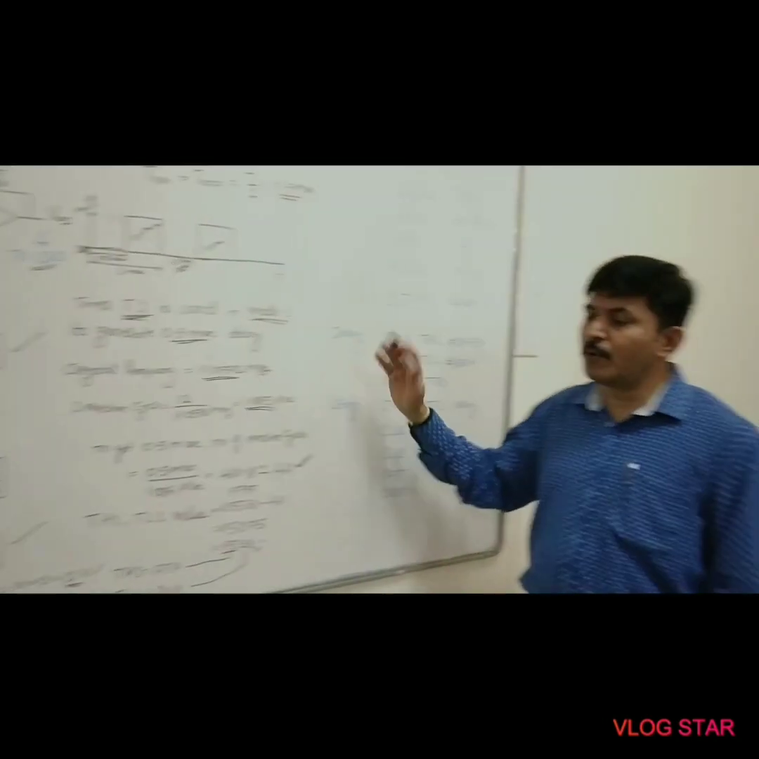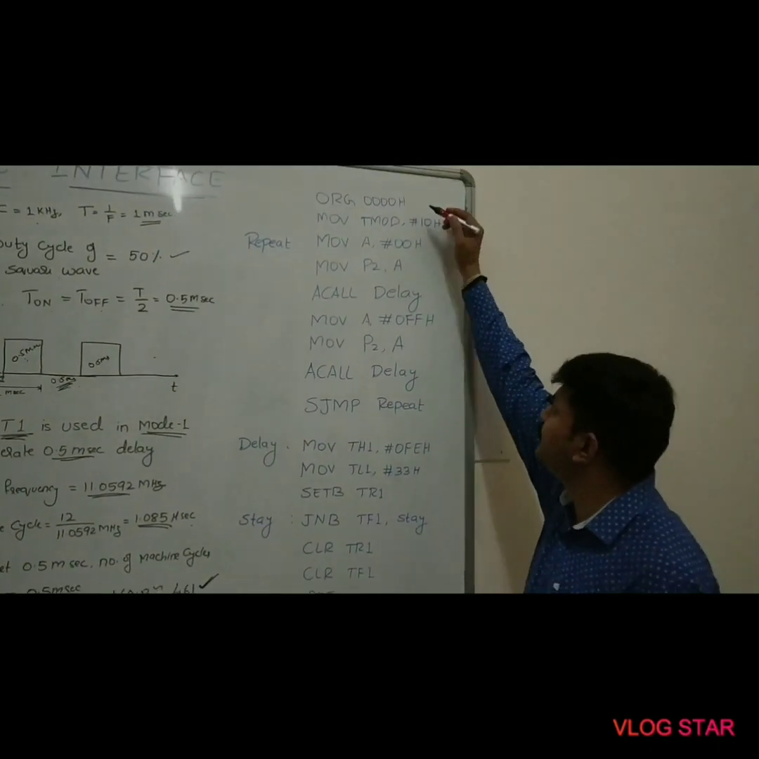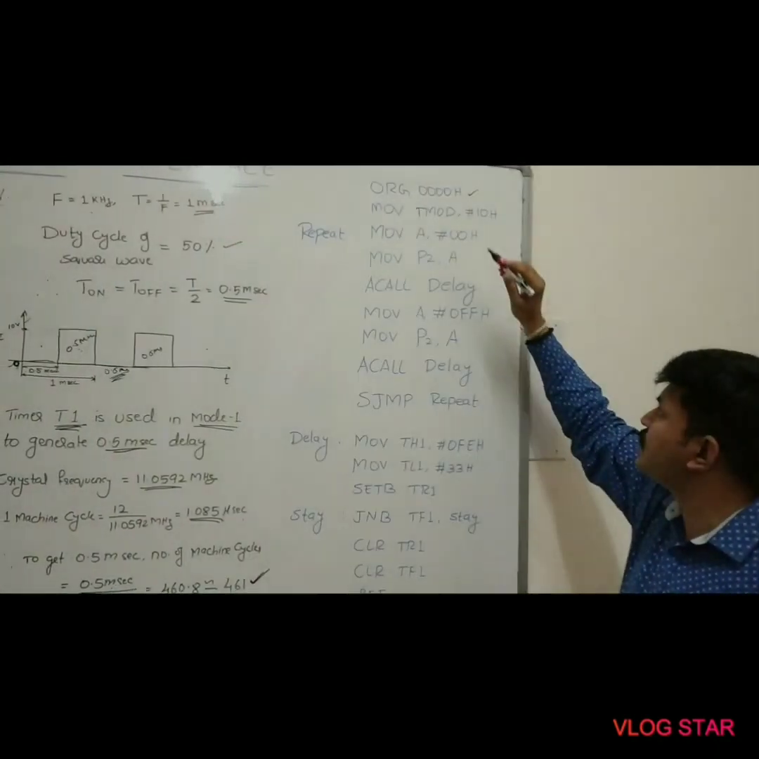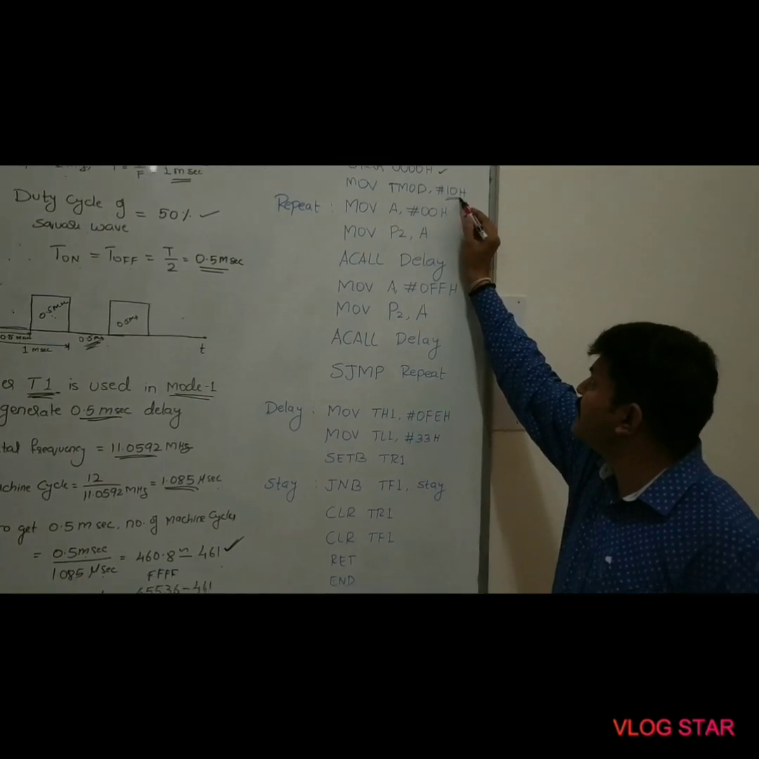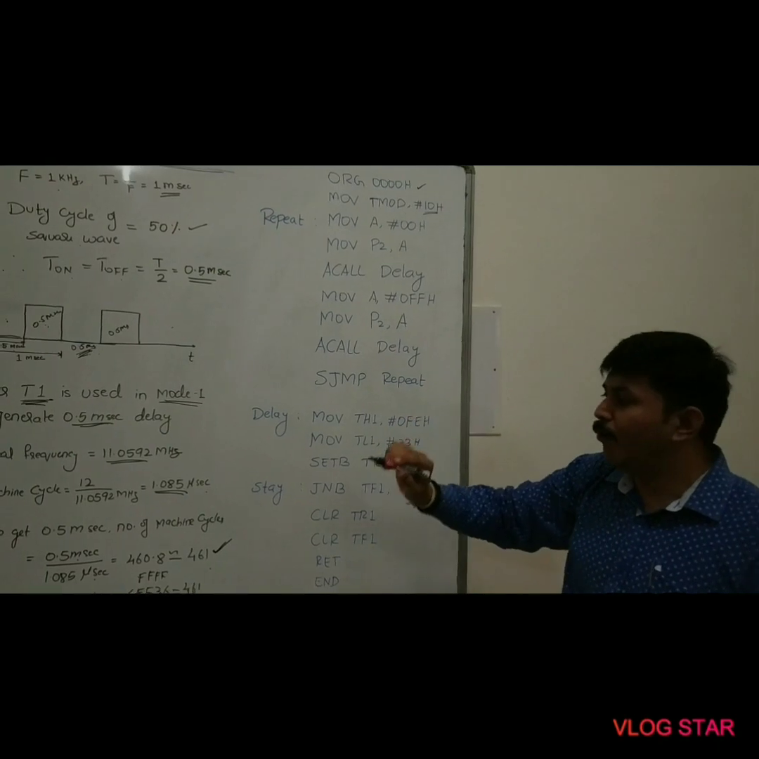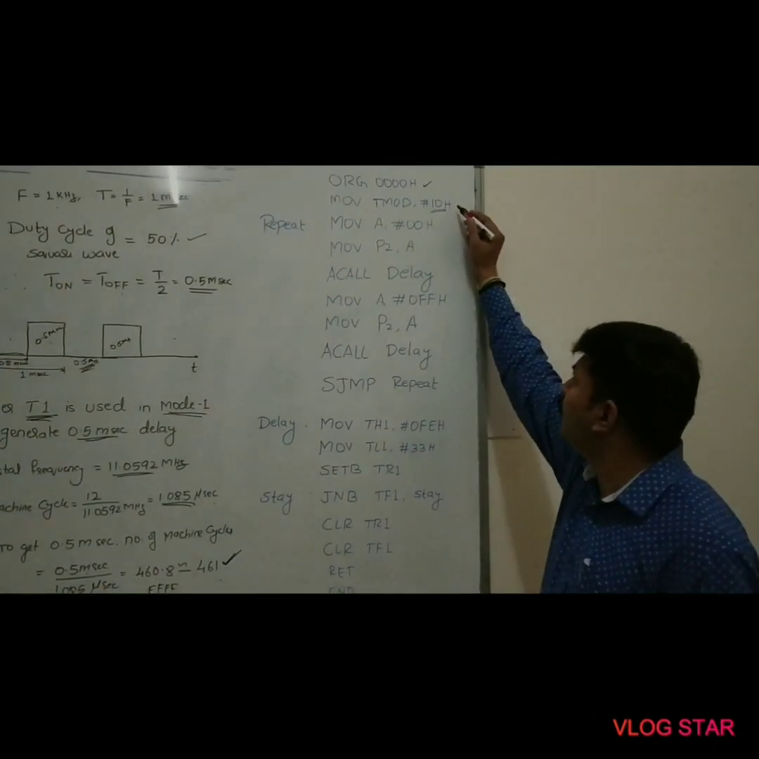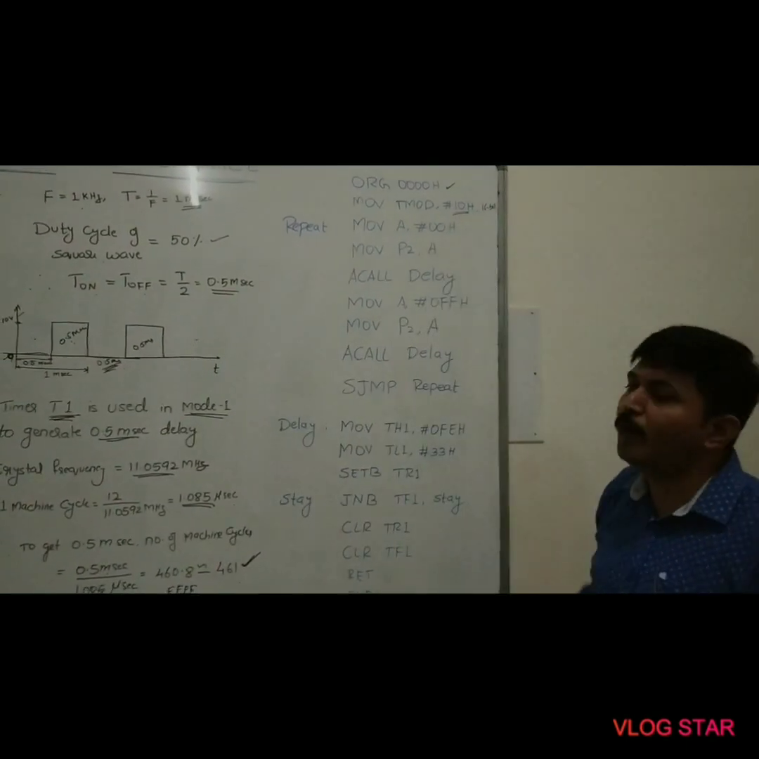Okay. Coming to the program. So this is the program. We'll start with origin 000H. TMOD I will be loading with 10H. It means that the timer is used in mode 1, and when it is in mode 1, it is a 16-bit timer.